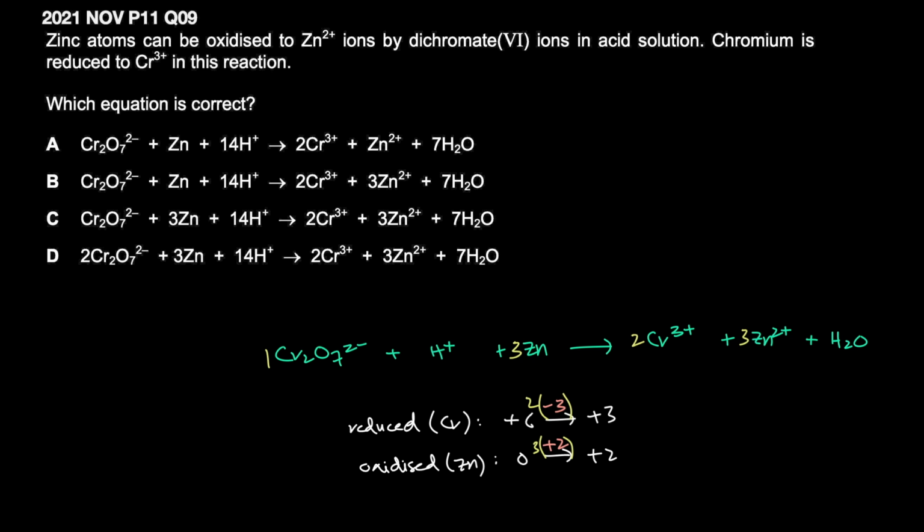Then we just balance the rest of the equation. We have 7 oxygens on the left. We're going to have 7 oxygens on the right. So that'll be 7H2O. And then we have 14 hydrogens on the right. We're going to have 14H plus on the left, which gives us the answer as C, right? We have 1 Cr2O7, 3 zincs, 14H plus, giving us 2 Cr3 plus, 3 Zn2 plus, 7H2O.